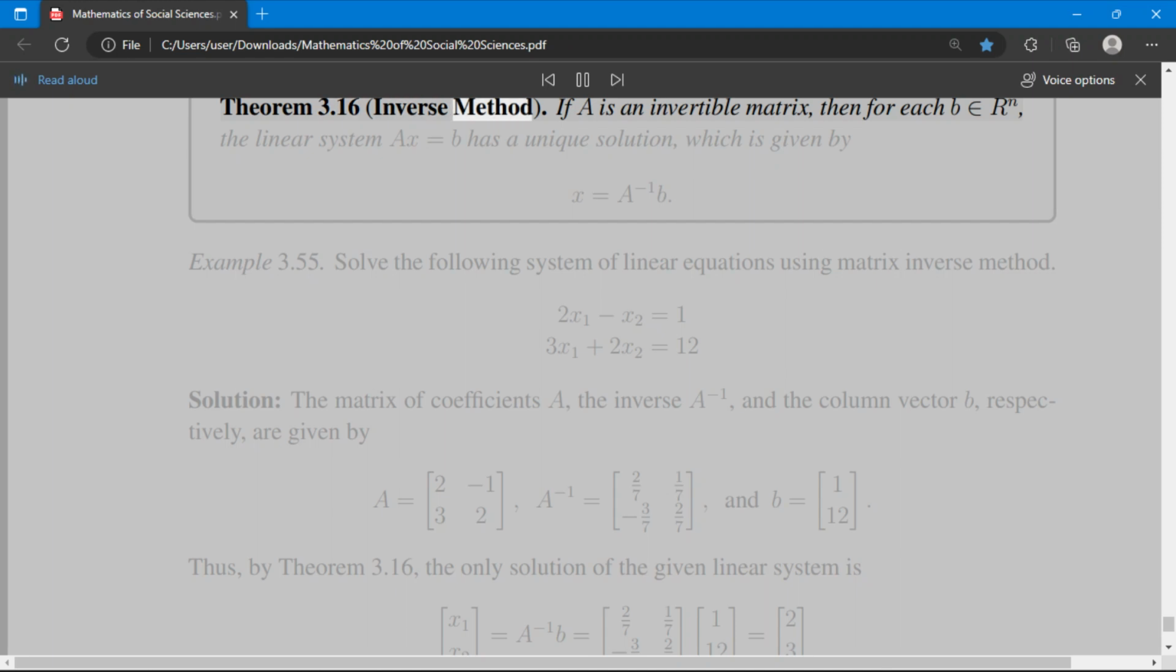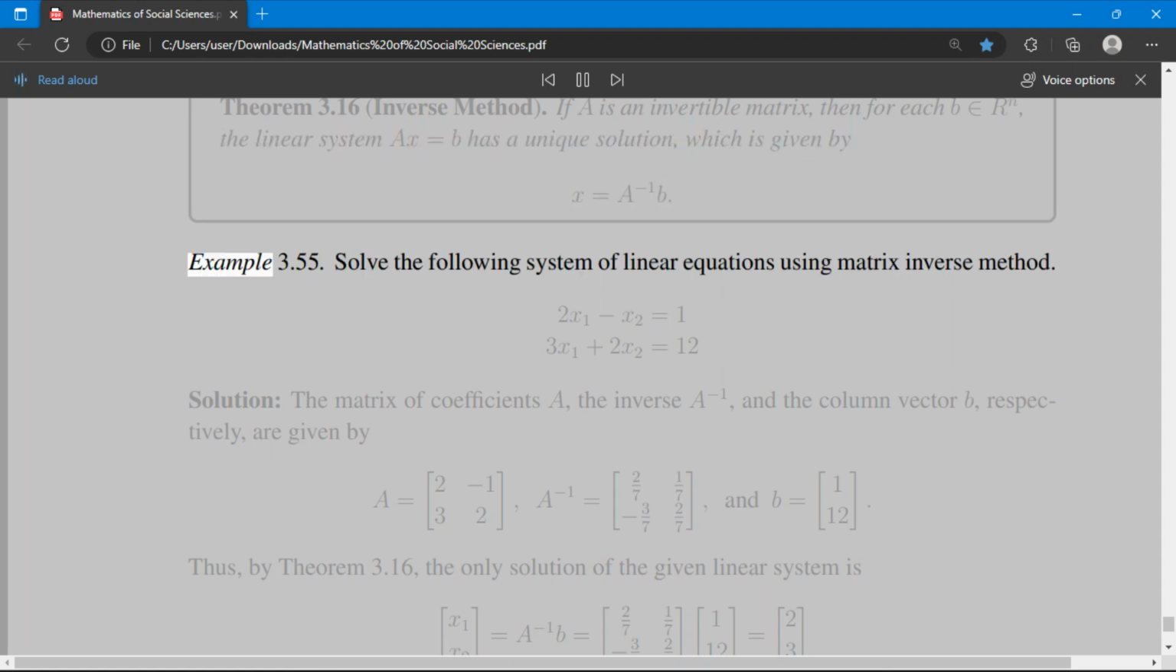Theorem 3.16, Inverse method. If A is an invertible matrix, then for each B in R^n, the linear system Ax = B has a unique solution, which is given by X = A^-1 B.